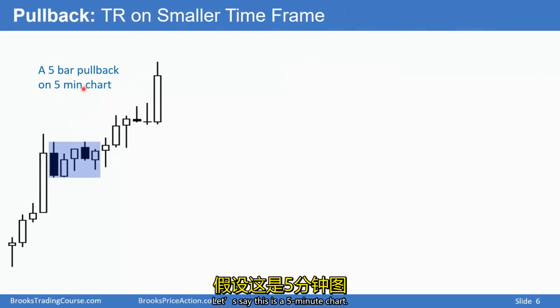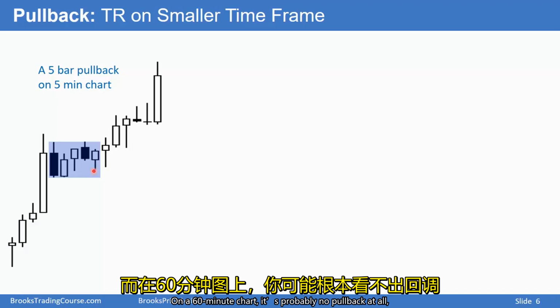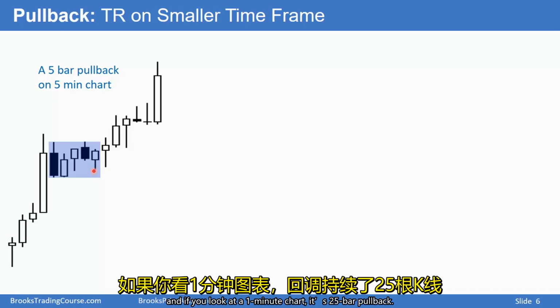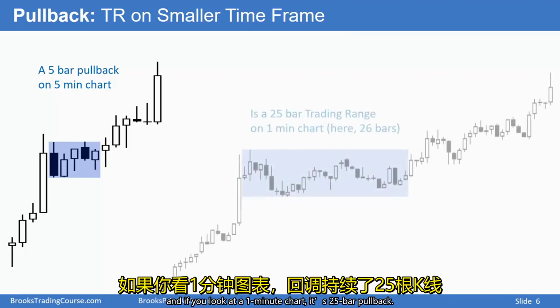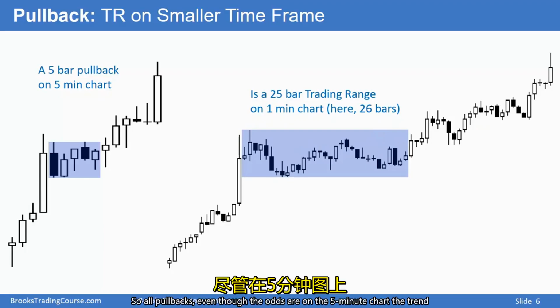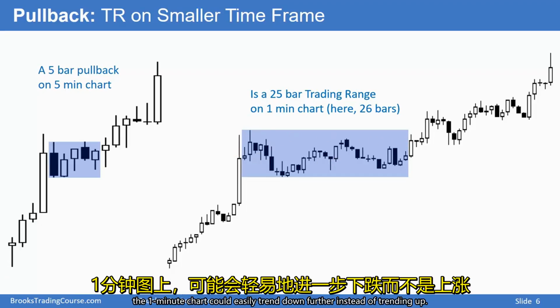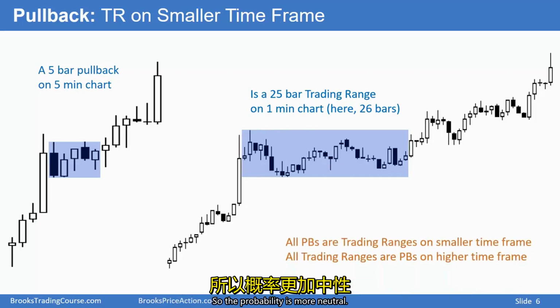Now look at this. Let's say this is a 5-minute chart. It's a 5-bar pullback on a 5-minute chart. On a 60-minute chart, it's probably no pullback at all. And if you look at a 1-minute chart, it's a 25-bar pullback. So for all pullbacks, even though the odds are on the 5-minute chart that the trend will resume up, because it has more than 20 bars on the 1-minute chart, the 1-minute chart could easily trend down further instead of trending up. So the probability is more neutral.